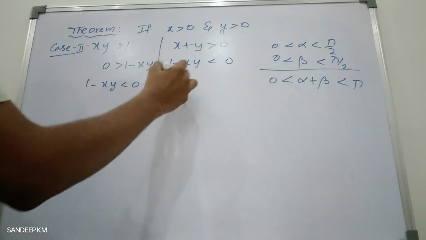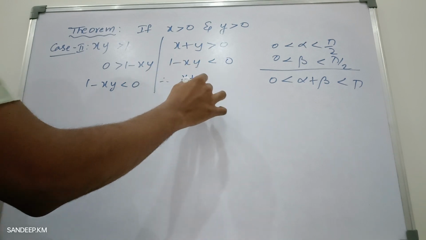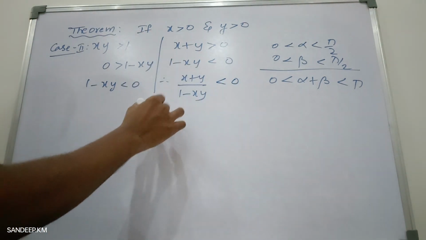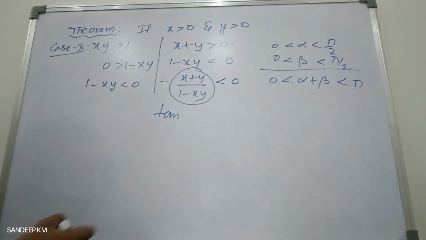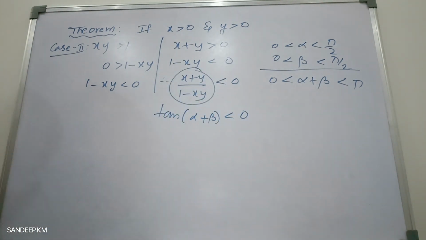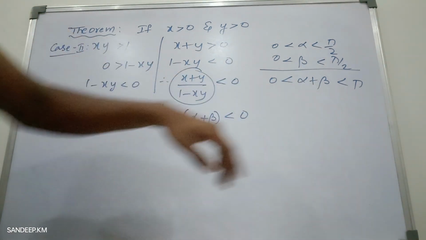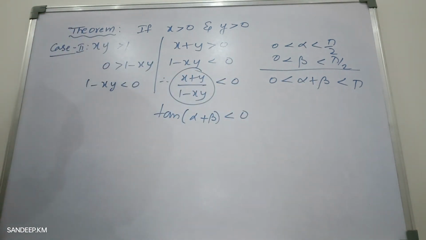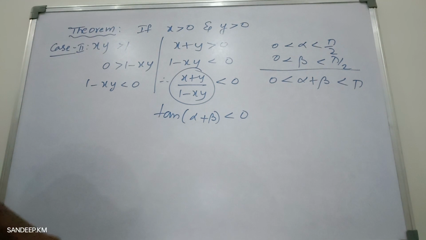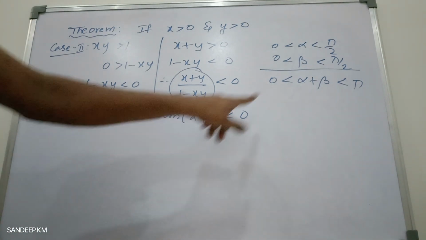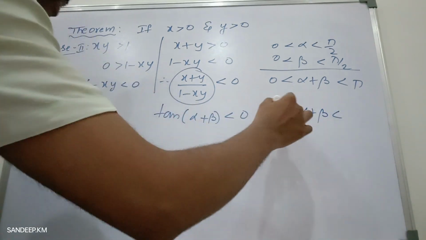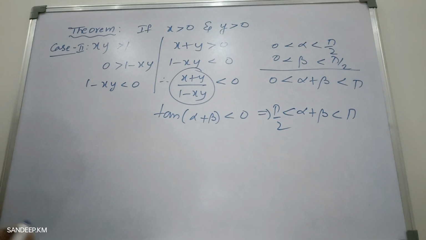So therefore, what is x plus y by 1 minus xy? Positive by negative will be negative. Which means this is, according to equation 1, tan of alpha plus beta. Now tan of alpha plus beta is negative, where alpha plus beta is between 0 and 180 degrees. If tan of alpha plus beta is positive, I have taken alpha plus beta in the first quadrant. Now tan of alpha plus beta is negative, so I will take it in the second quadrant. That implies alpha plus beta is between pi by 2 and pi, in the second quadrant.